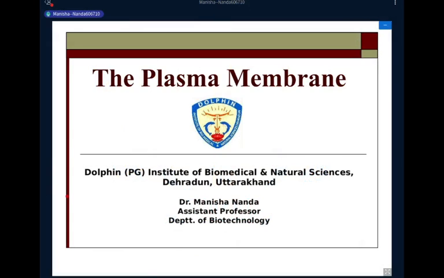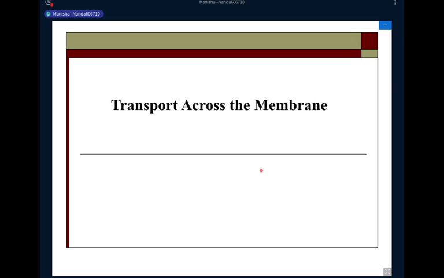Okay, students, so we will now talk about the transport across membrane. We have already talked of the different functions and structure of the membrane. Now we'll talk of the different types of transports that can occur across membrane.